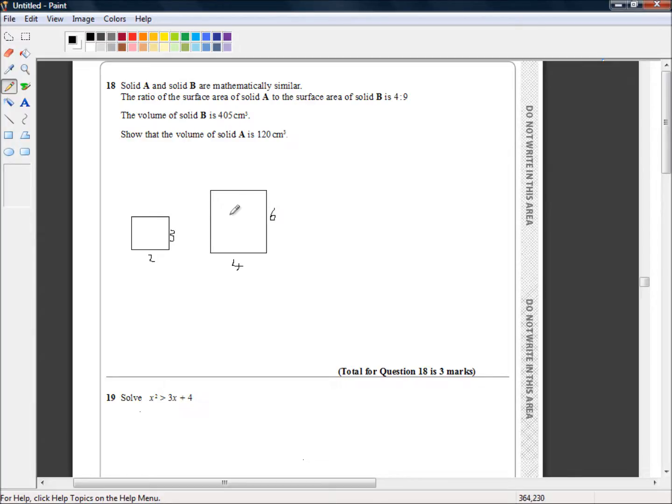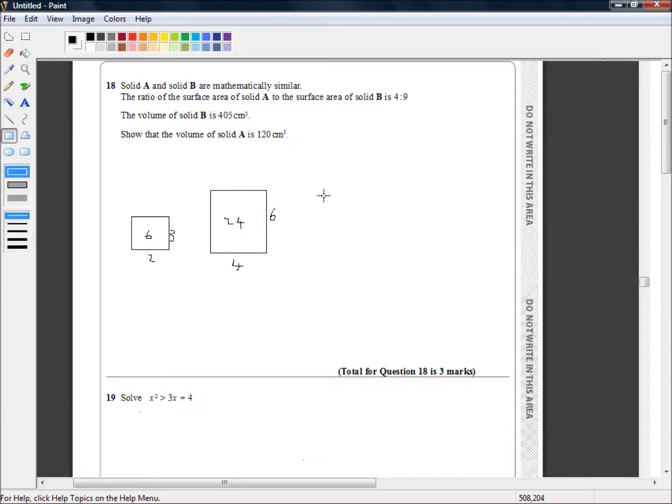So the question is, is the area now twice as big or 4 times as big? Well, if we've multiplied this length by 2 and this length by 2, then we've multiplied the area by 2 times 2, or 2 squared. So it should be 4 times as big. But let's check. 2 times 3 is 6. 4 times 6 is 24. And 24 is 4 times bigger than 6.